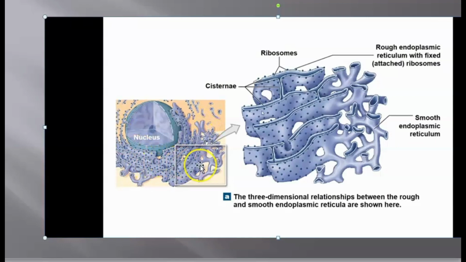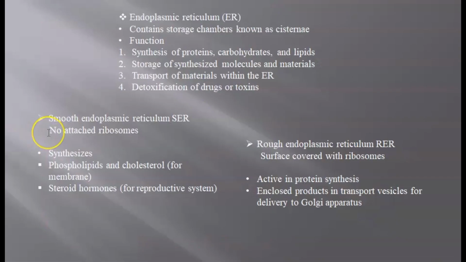Some have spots, some are plain. The one that is plain, we call the smooth endoplasmic reticulum, while the one that has spots attached to it, we call the rough endoplasmic reticulum. And I also want you to understand that the endoplasmic reticulum contains storage chambers called cisternae. The functions of the endoplasmic reticulum are synthesis of protein, synthesis of carbohydrate, and synthesis of lipids.